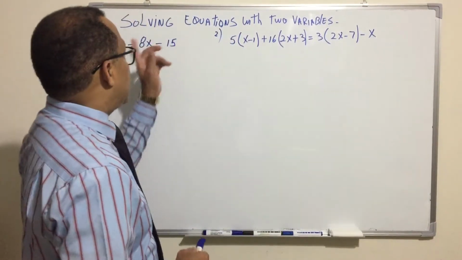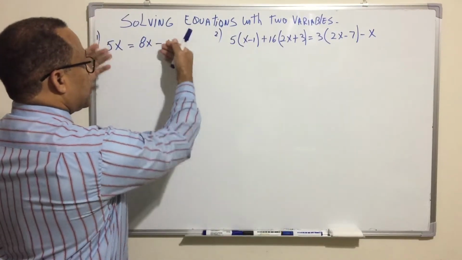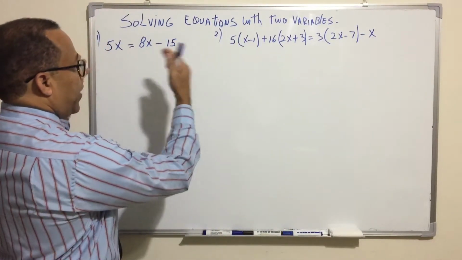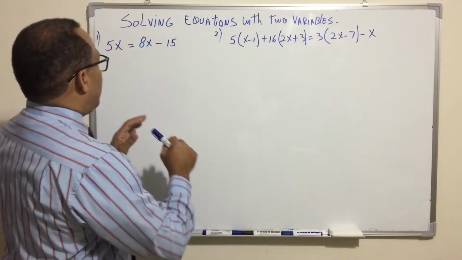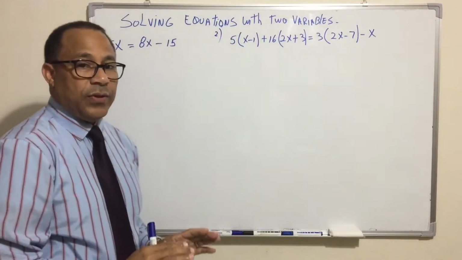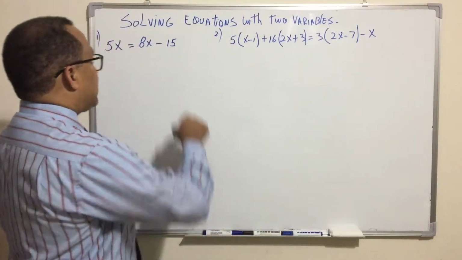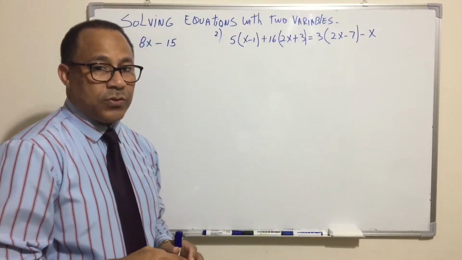Today we are going to be solving equations with variables on the two sides of the equal sign. Variables on both sides of the equation. So what we are going to do is put the like terms together. Let me remind you that like terms are terms with the same variables and the same exponents also.